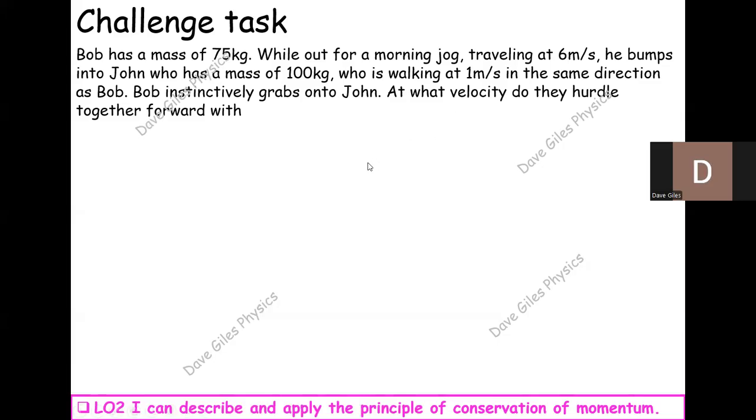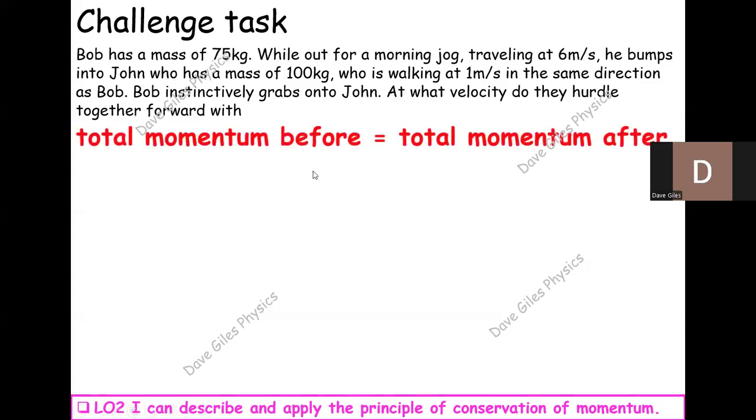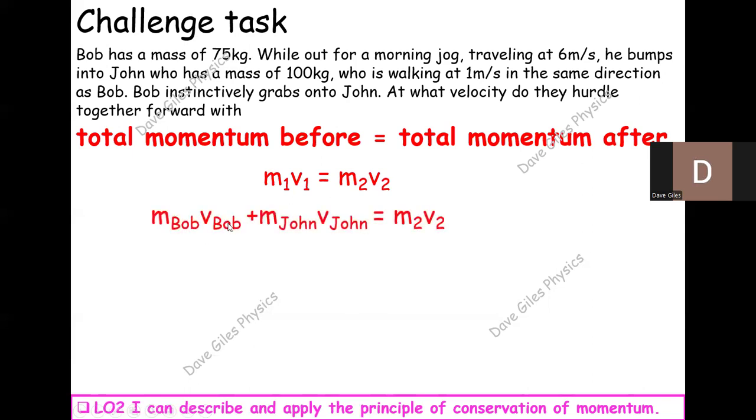So the first step is total momentum before equals total momentum after. m1v1 plus m2v2 equals the combined mass times v2. So m Bob v Bob plus m John v John equals the combined mass times v2. Now again, if you hadn't solved it and this helps you, I'll let you pause it and try it.